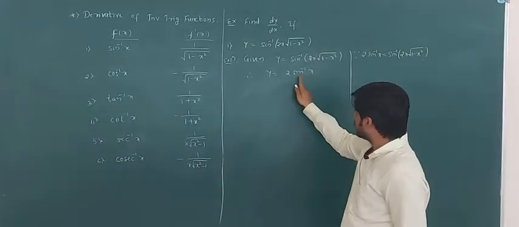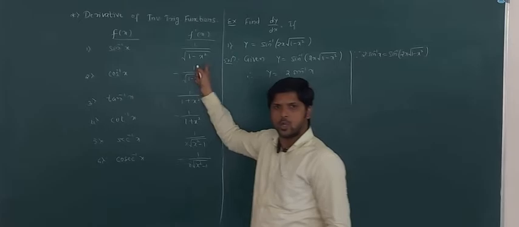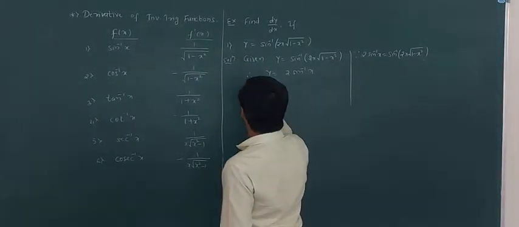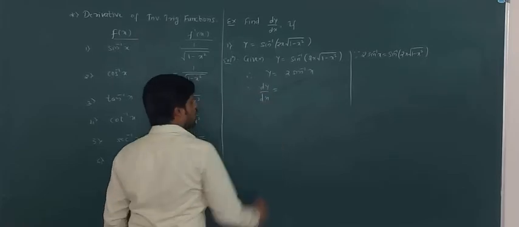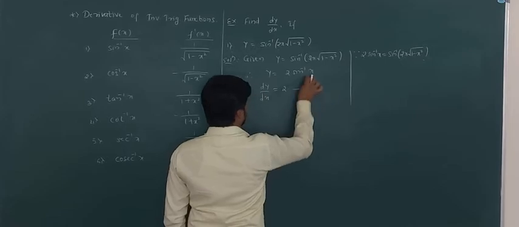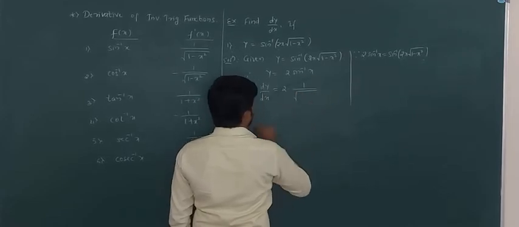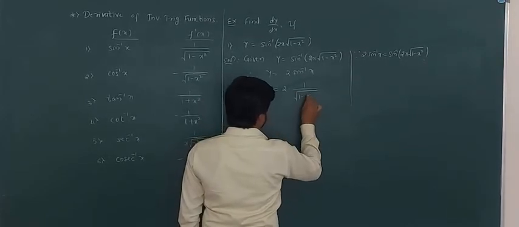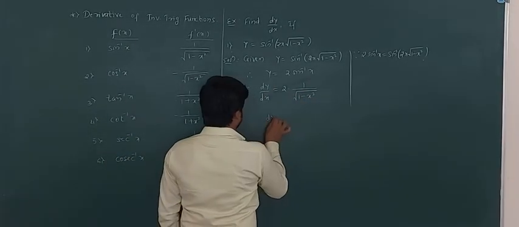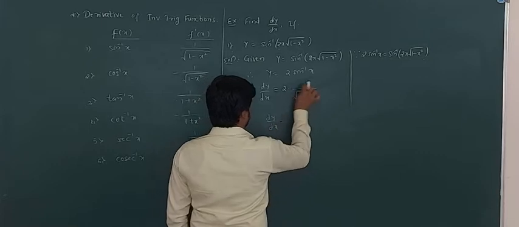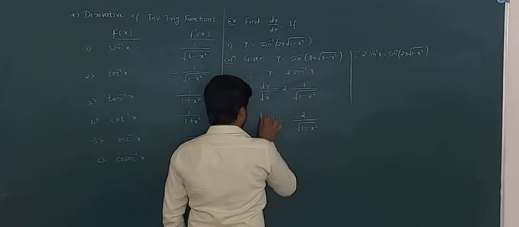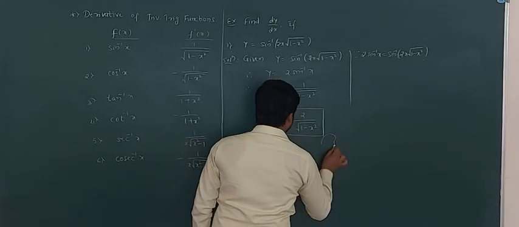And we know that differentiation of sine inverse x is 1 upon square root of 1 minus x square. So therefore, differentiating with respect to x, we get: 2 is constant, keep it as it is, and the differentiation of sine inverse x is 1 upon square root of 1 minus x square. This can also be written as dy by dx is equal to 2 divided by square root of 1 minus x square, which is the required solution.